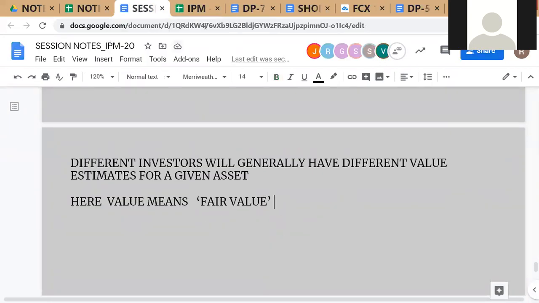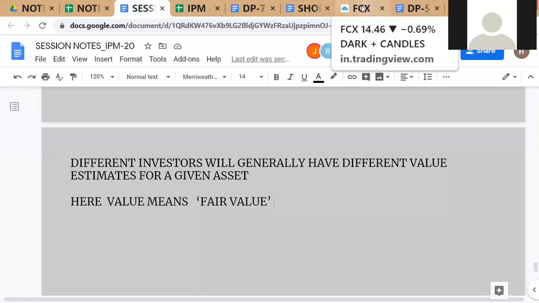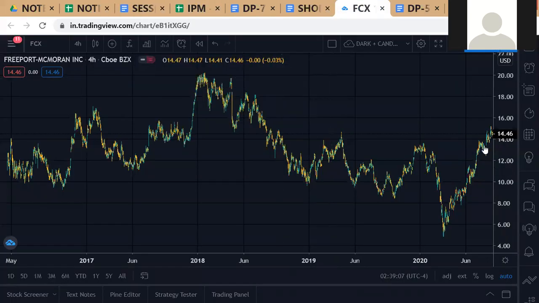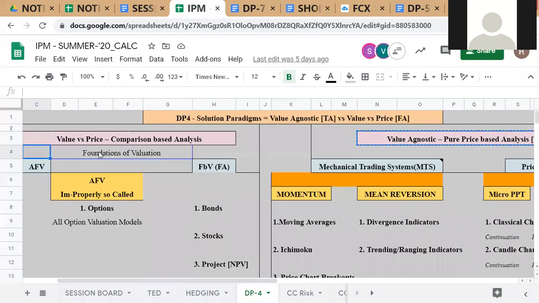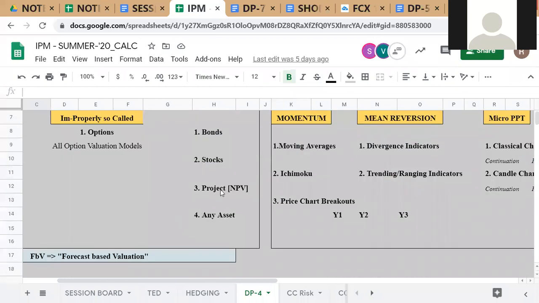What is fair value? When you look at any asset price, say this FCX chart, you are already familiar with what you have done. You have already done these exercises, except that you were probably not told you were doing a fair value analysis. When you calculated the NPV of a project, or used the Gordon growth model, the dividend discount model, to calculate the fair value of a stock.